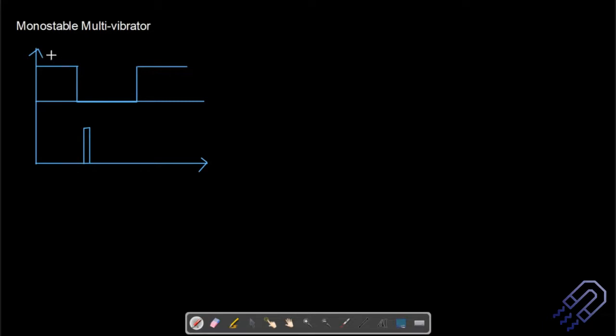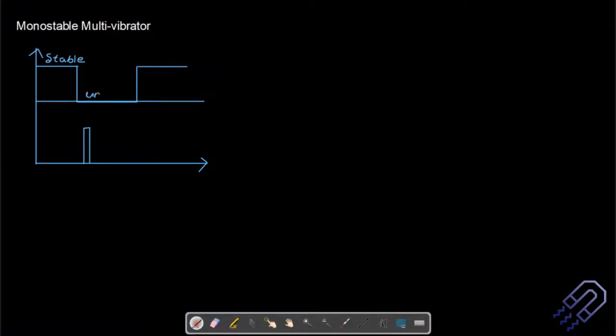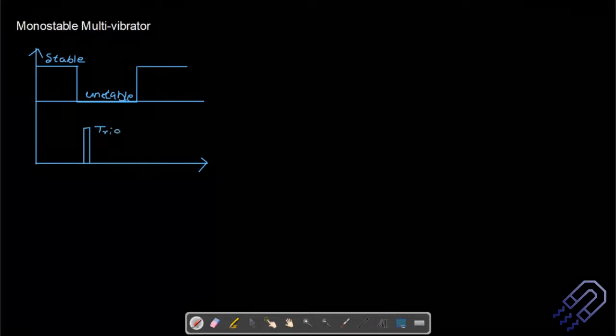So we do have just one stable state. When we talk about an astable multivibrator, there is no stable state, and in a monostable multivibrator, there is only one stable state. So this is the unstable state. These are the two states that we have here, and then we do have a trigger.